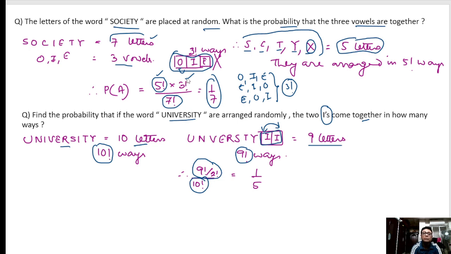And here, what did I do? The letters were different. O, I, E were different. So when you have different letters, you have to multiply by 3 factorial. And when you have the same letter, you have to divide by how many letters are getting repeated. So please note the difference between this and this. When the letters in a box are different, you multiply by that factorial, and when the letters are the same, you divide by the factorial of how many letters are the same.